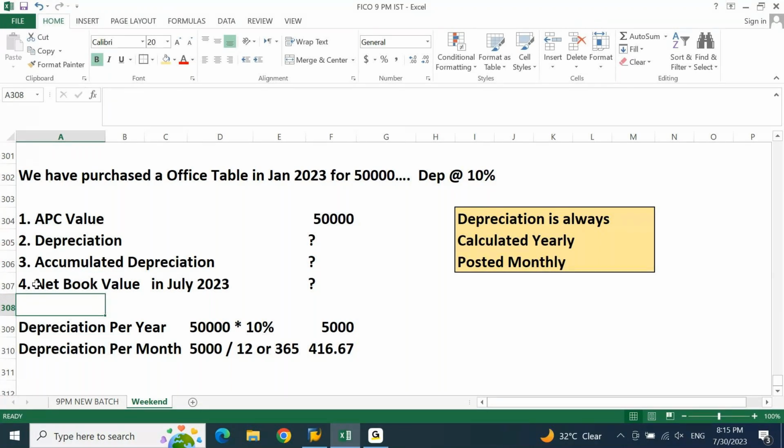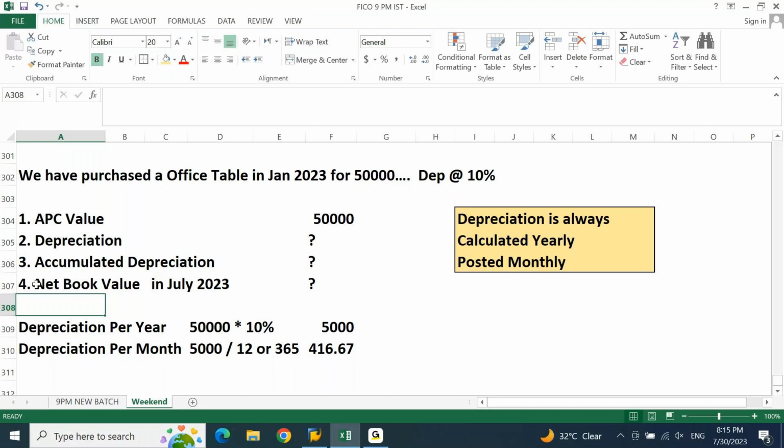Sir, we can't calculate the depreciation from the month we purchased, sir. The purchasing month and the usage month are different, sir. Or both are the same, sir. Both months can be the same. Both are possible.